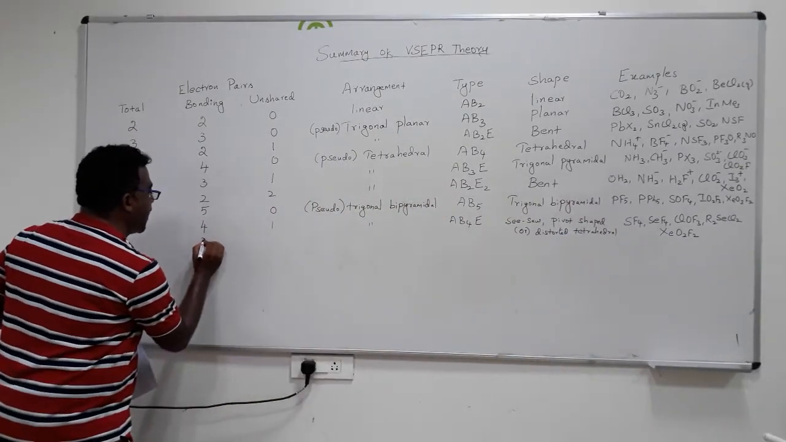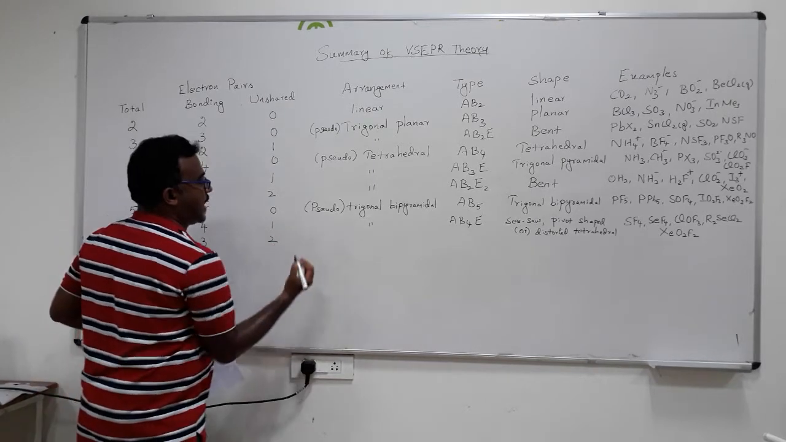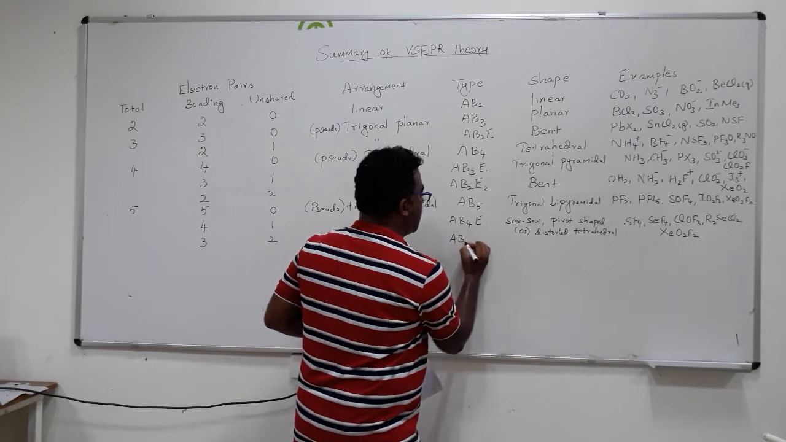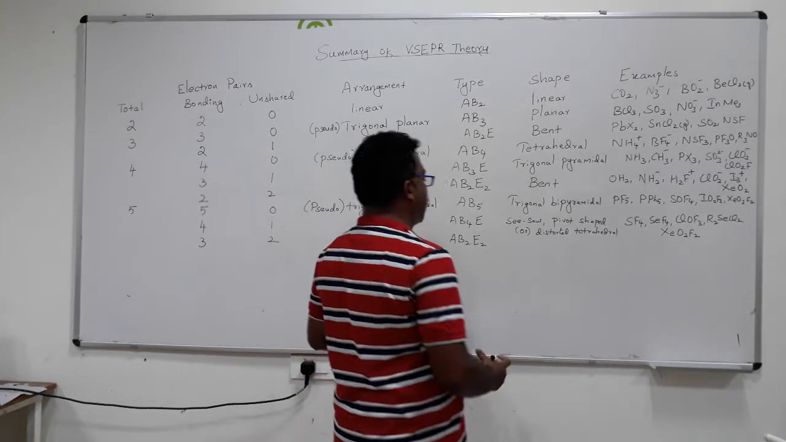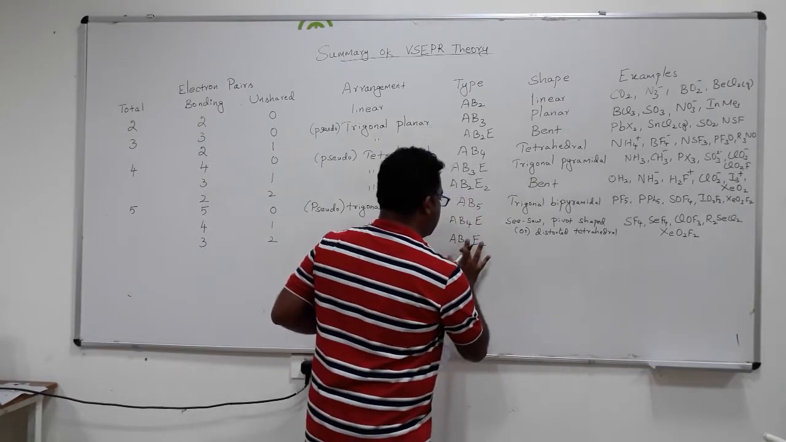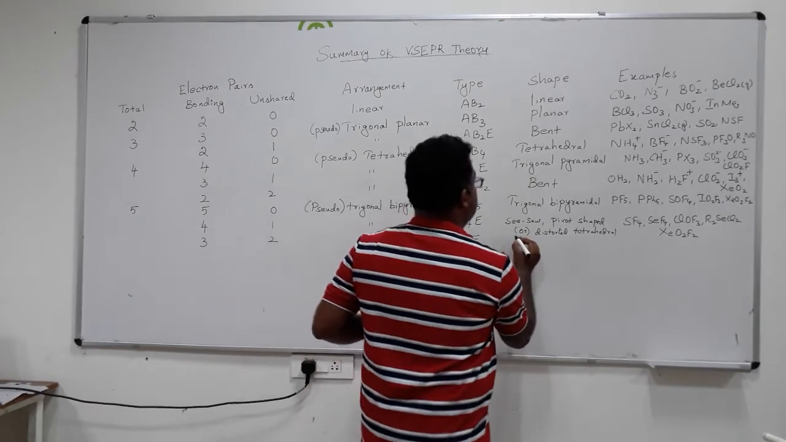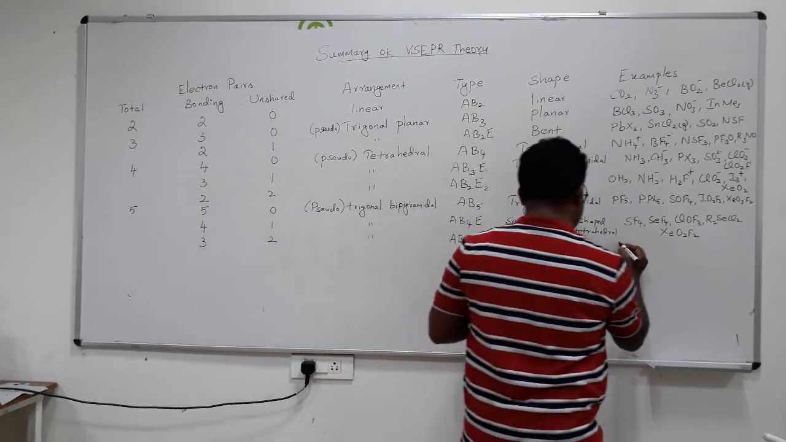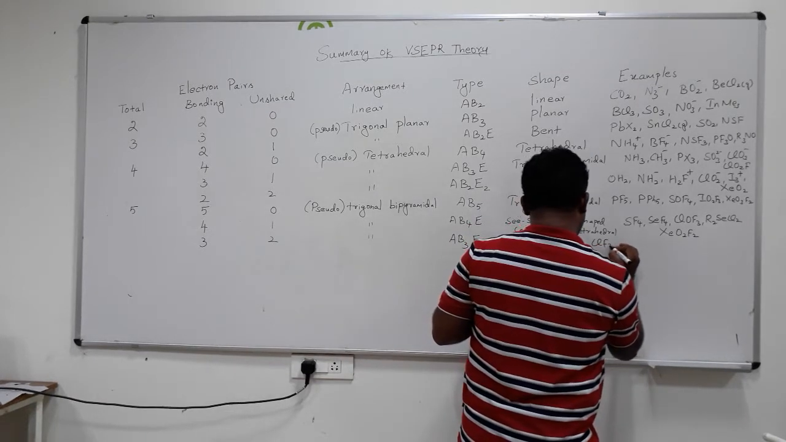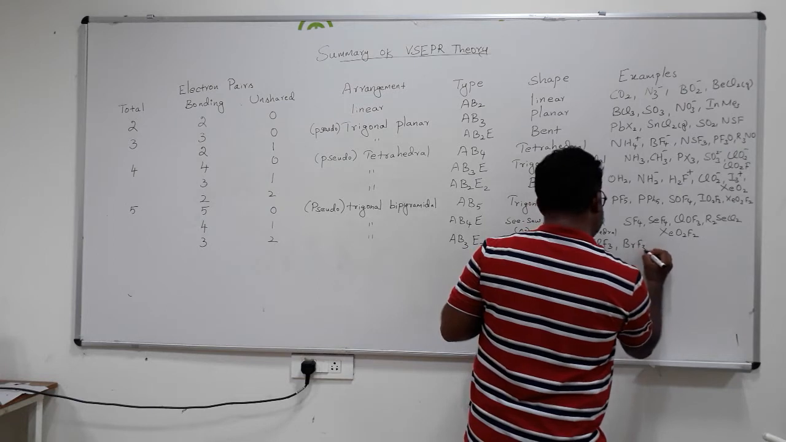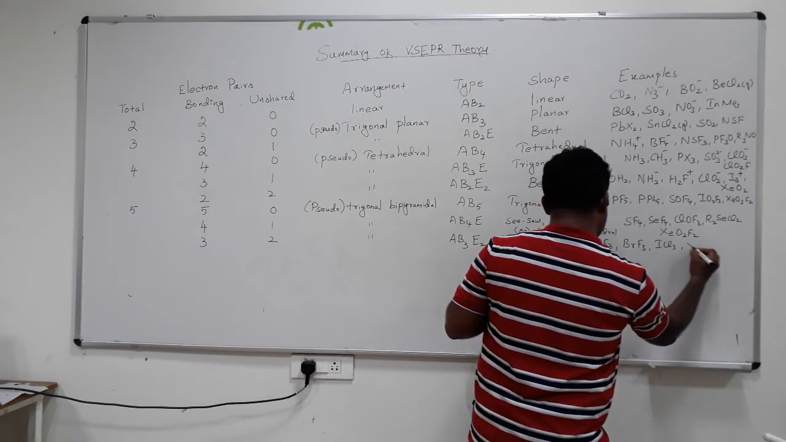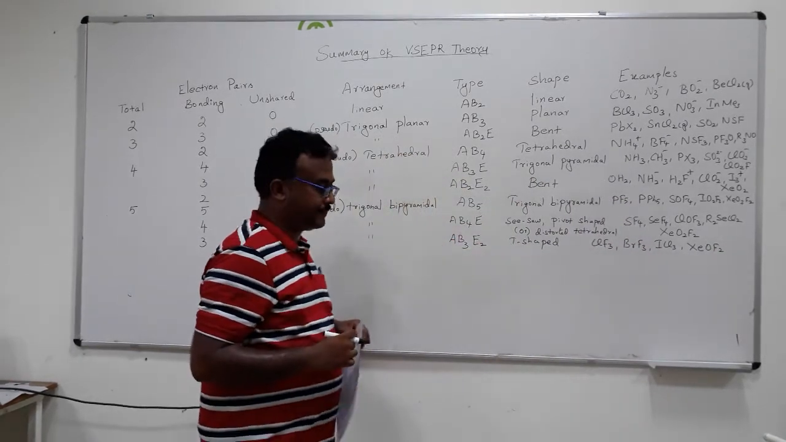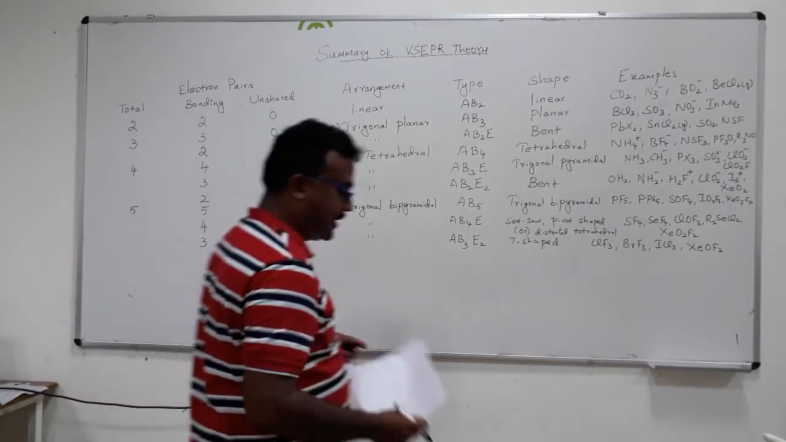In case you have three bonding pairs of electrons and two unshared pairs of electrons, the overall arrangement will be pseudo trigonal bipyramidal. AB3E2 type system. The shape of the molecule is T-shaped. Examples for T-shaped molecules are ClF3, BrF3, ICl3, and xenon oxyfluoride, XeOF2.